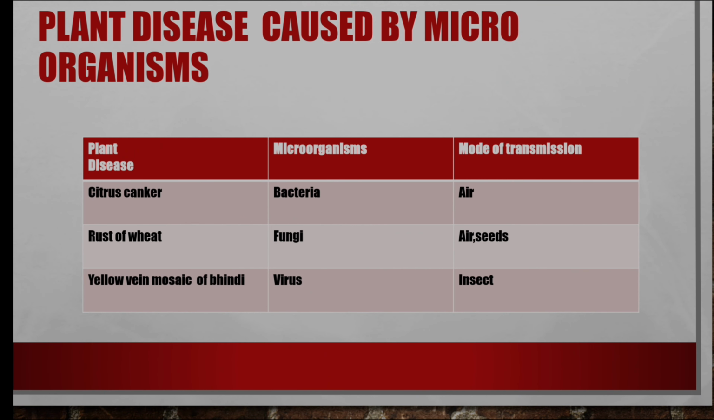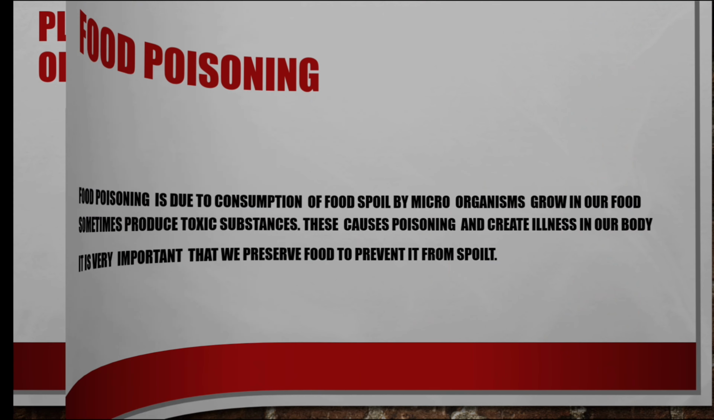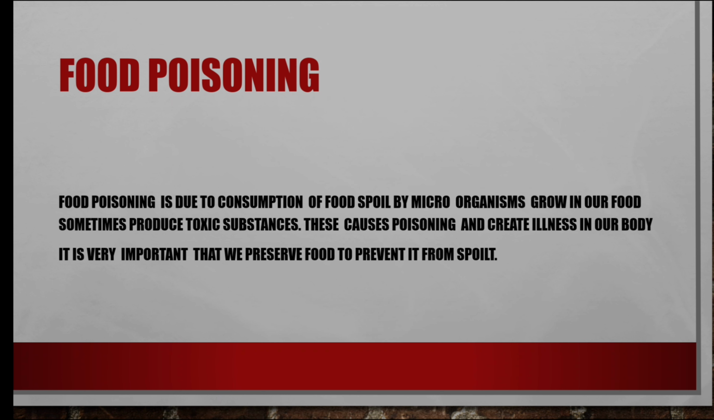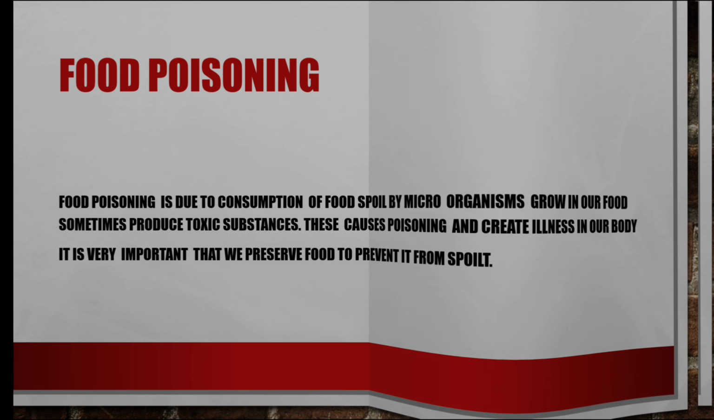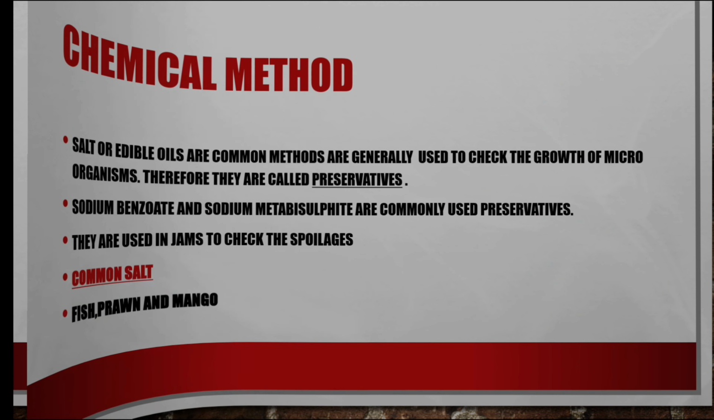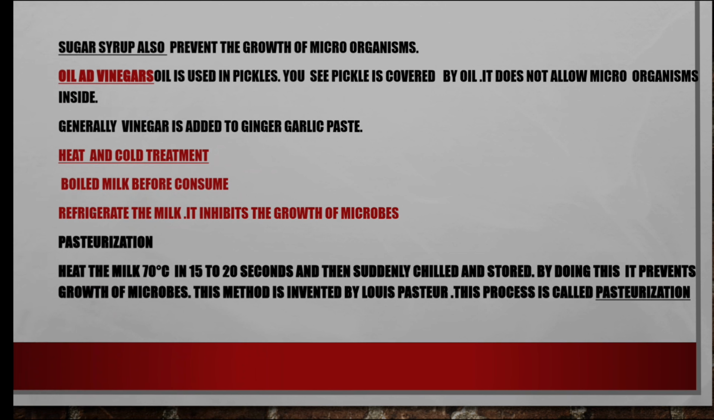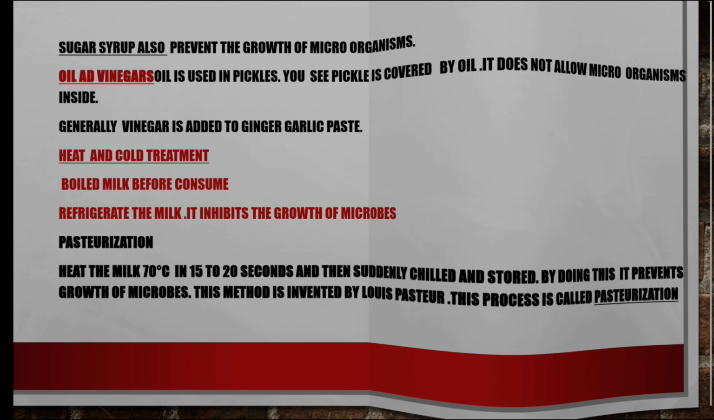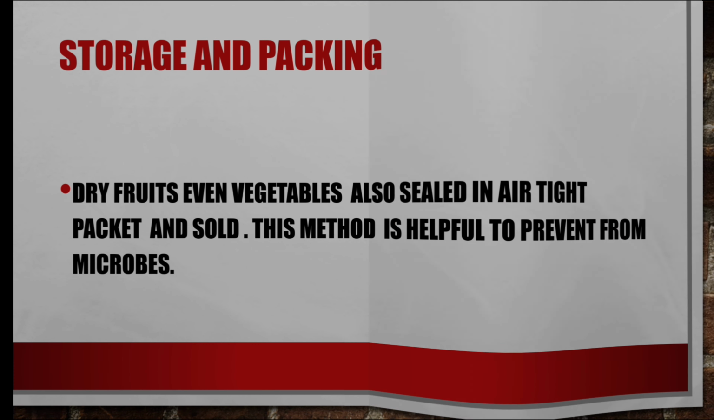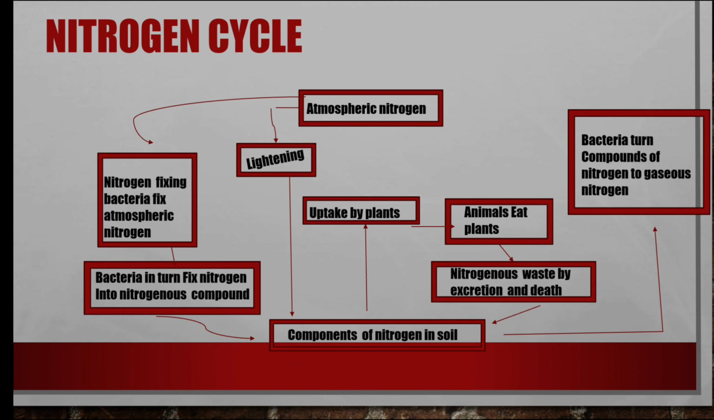In plants also, microorganisms cause diseases, and we saw that. Next we saw food poisoning, which is due to the consumption of food spoiled by microorganisms. A person with food poisoning should be cured early, and if not, it leads to death. Next, food preservation by chemical methods. Sodium benzoate, sodium metabisulfite and common salt play a main role. Oil, vinegar, pickles and ginger garlic paste also play a role. We covered heat and cold treatment, pasteurization, storage and packing, and then the nitrogen cycle.